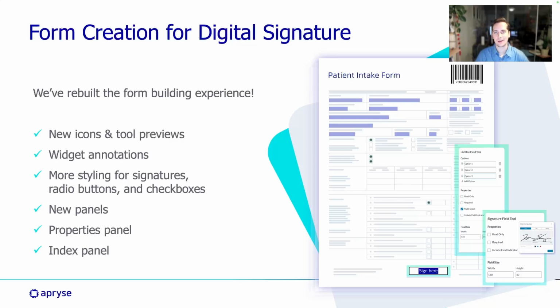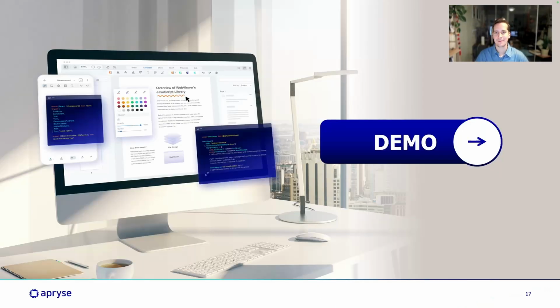We've achieved styling parity across signatures, radio buttons, and checkboxes. And we have moved a couple things to panels, including the previous properties and styling pop-outs, which would hover over the canvas. They now have their own independent panels, which you can modify using our new modular UI. And we have the exciting brand new index panel that allows you to perform batch actions on form fields within your document, rename and reorder them, and make sure that you're not missing any form fields when you're navigating through a PDF. But let's dive into a demo.